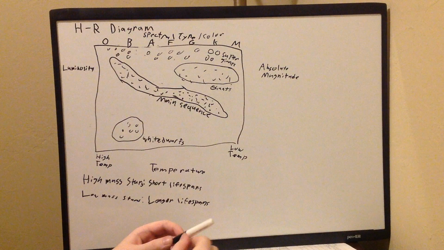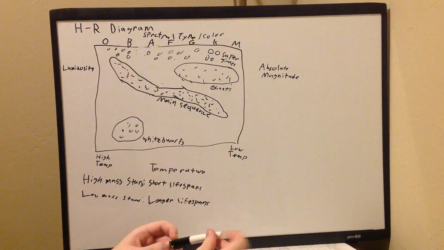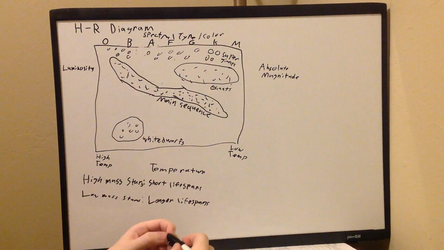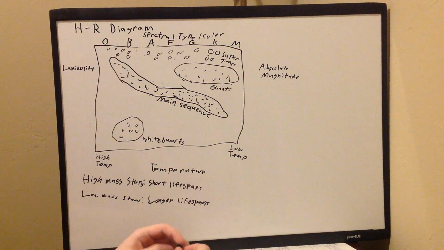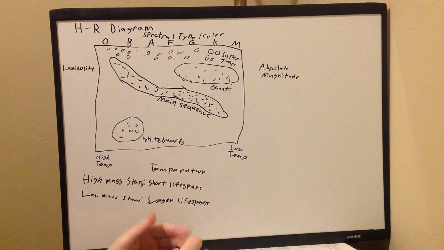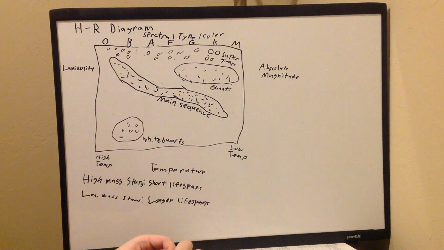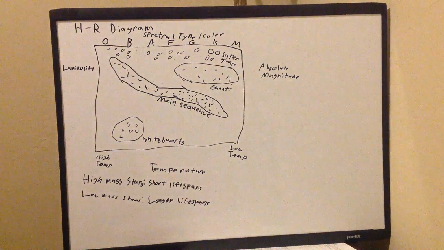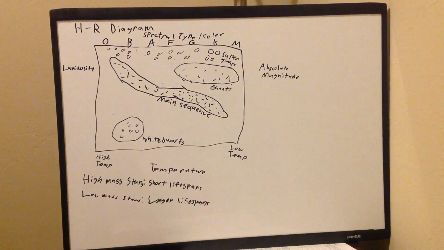So, I think that about covers the HR diagram. I've got an assignment for y'all, just a variety of relaxed multiple choice questions about the HR diagram. So I think y'all can do that now. In the next video, I'll be talking about the cosmic distance ladder.